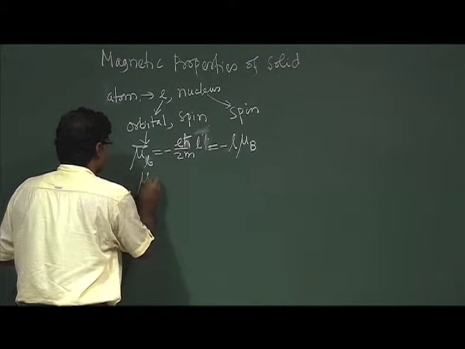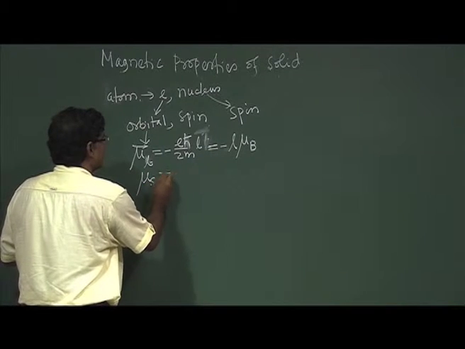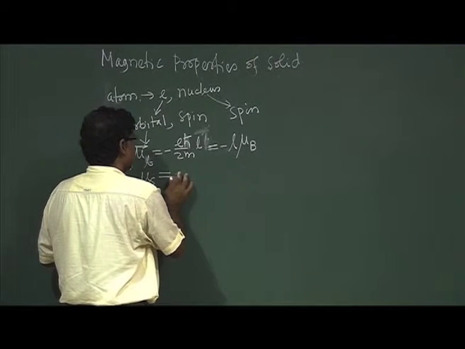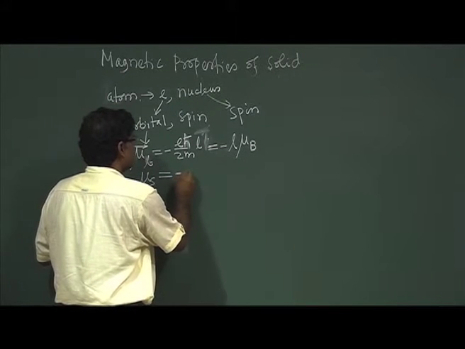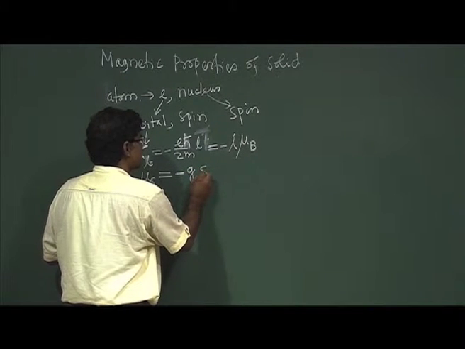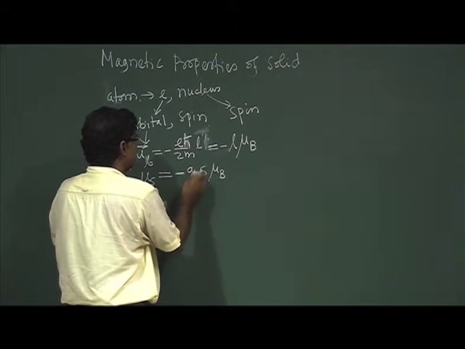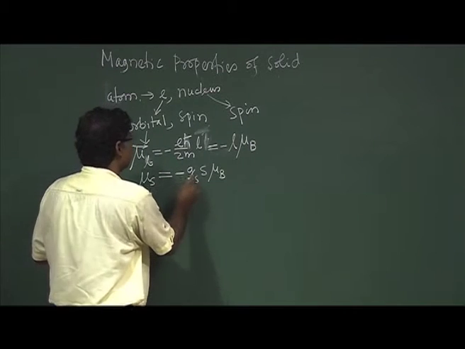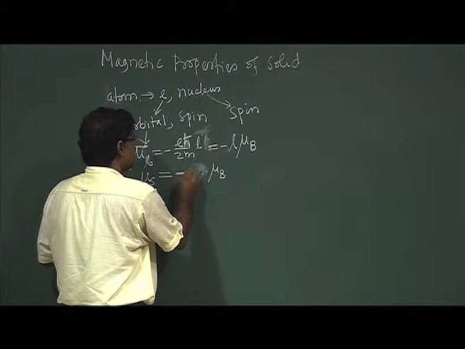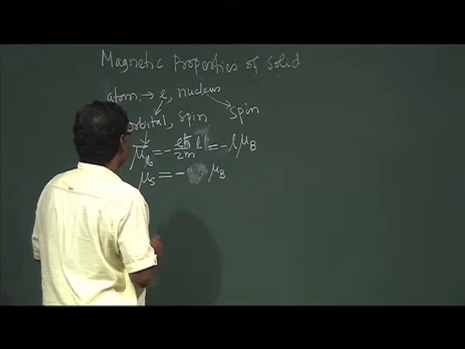Similarly, for spinning motion, we get minus g s mu B for one electron. Here s is half and g is 2, as I mentioned. So this will be 2 into half, which is 1. So, minus mu B.